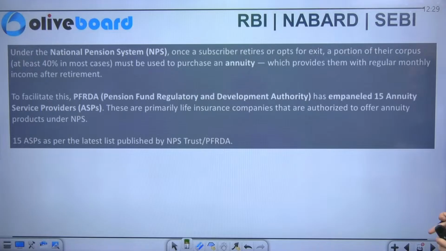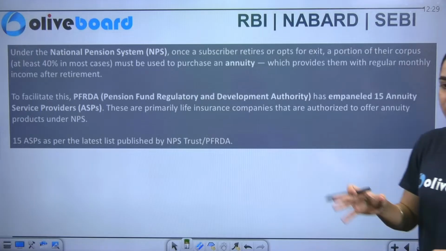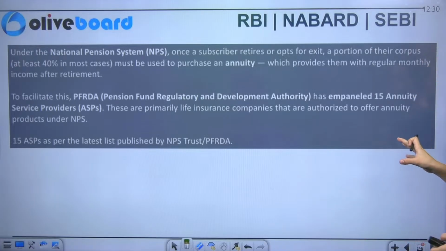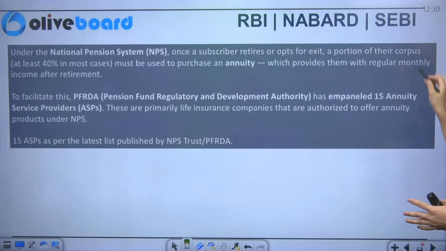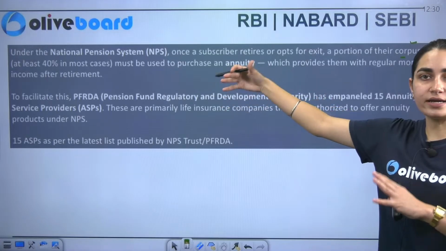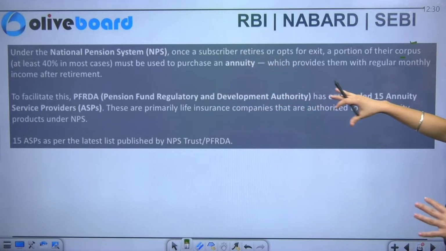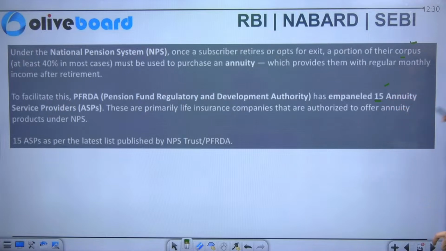Okay, all right. So if I talk about this particular question, this is not 14, this is 15 itself. Once a subscriber retires or opts for exit under NPS, at least 40% of the corpus in most cases has to go toward an annuity. To facilitate this, PFRDA has empaneled 15 annuity service providers. They are primarily life insurance companies, authorized to offer annuity products under NPS.